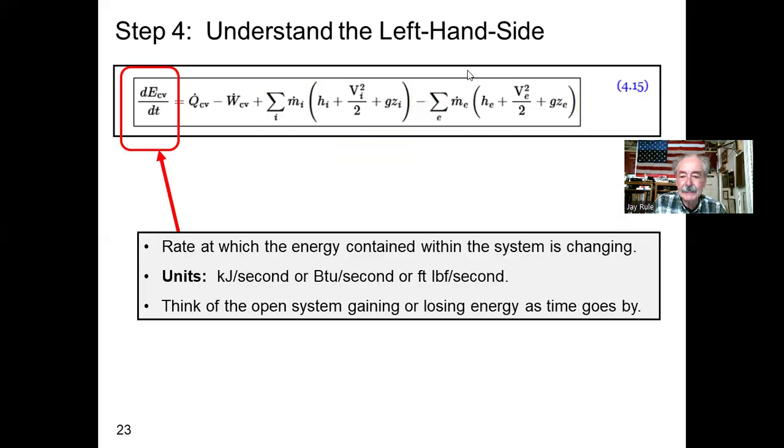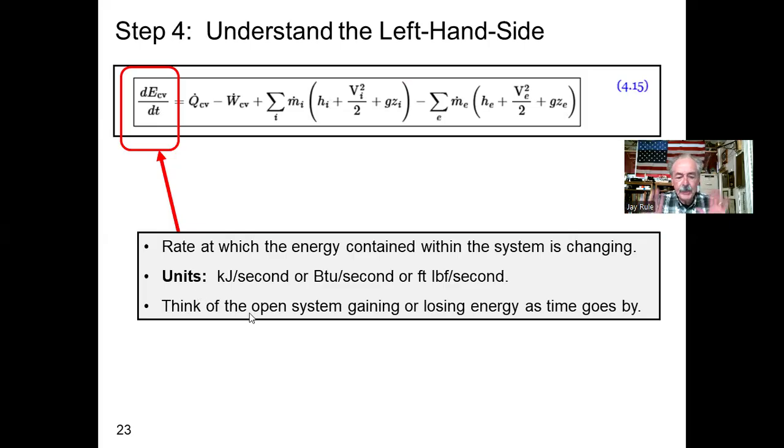Next thing, the left-hand side of the first law, statement of first law, open system. dE dt of the control volume. That's the way you say that. It's the rate at which the energy contained within the system, control volume, is changing. The units are kilojoules per second, or BTUs per second, or foot-pounds force per second. Keep your units straight throughout.